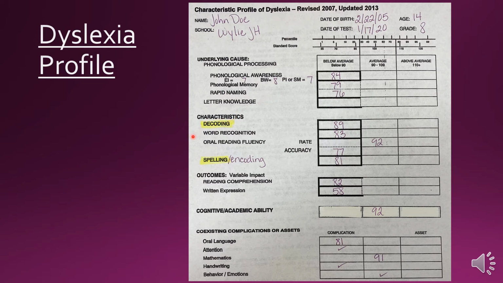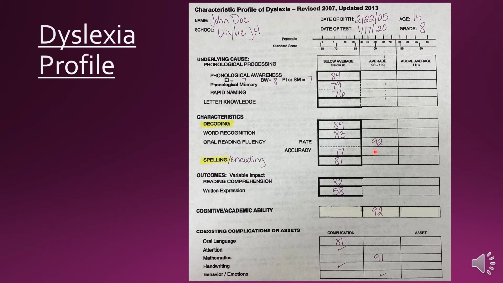Now, the characteristics of dyslexia right here, the big heavy hitters that we always look at are the decoding and encoding, but we do also look at these areas, the word recognition and fluency, and you can see that he was below average in all of these areas except for the rate. He was quicker at the rate, but even though he was quicker, he was not accurate. So he was just sort of making up some words there on what he was reading. Accuracy is, in my opinion, more important than rate.